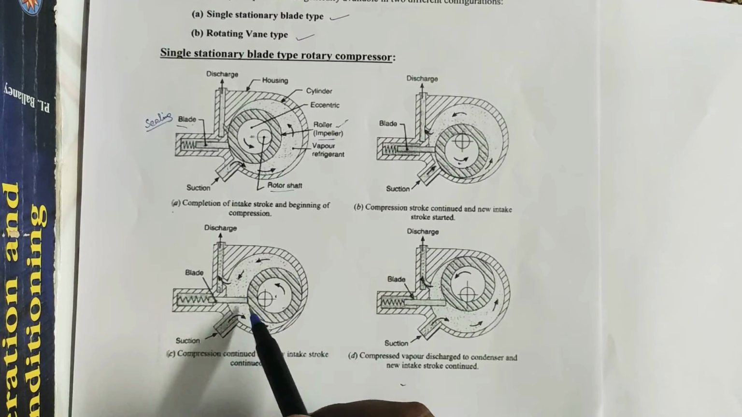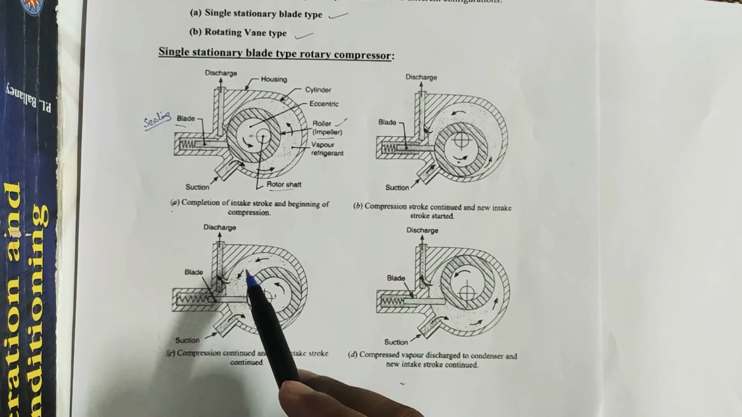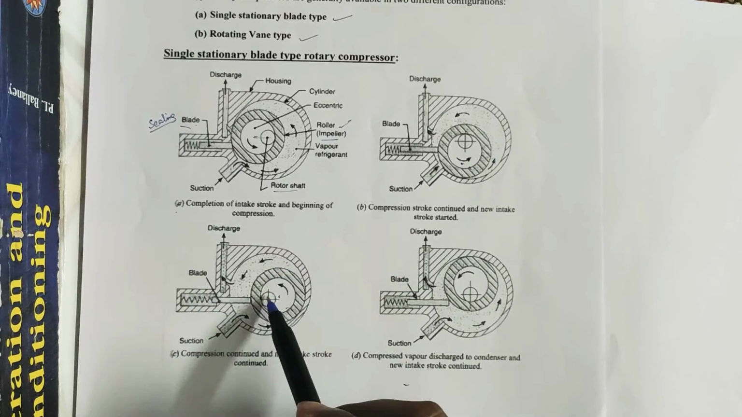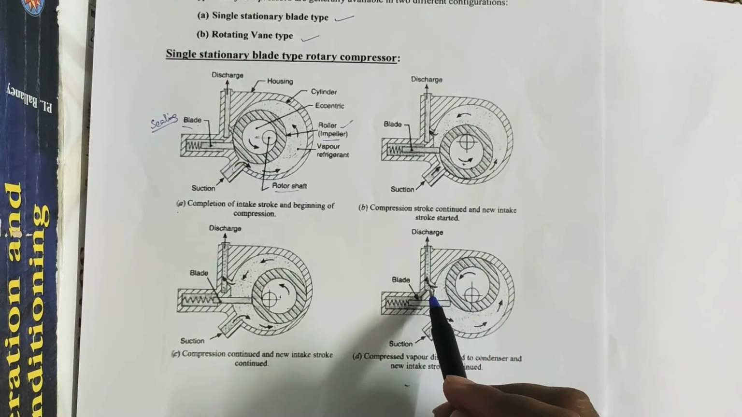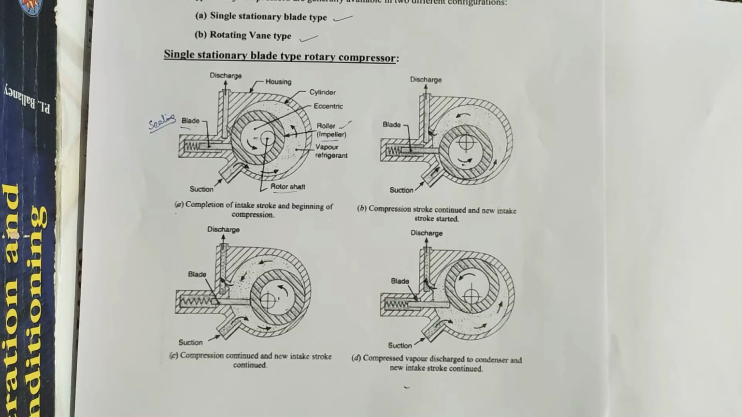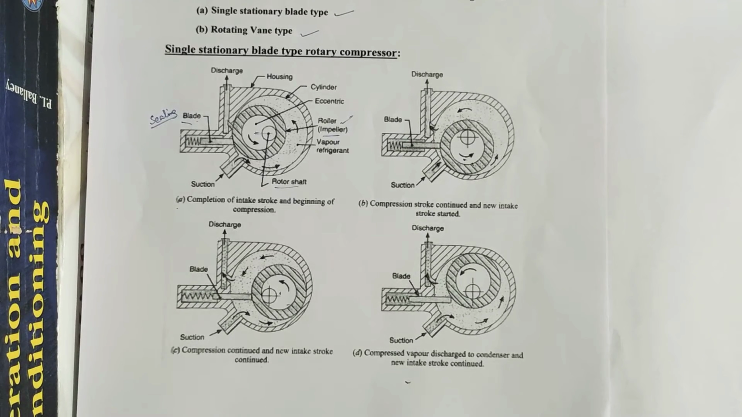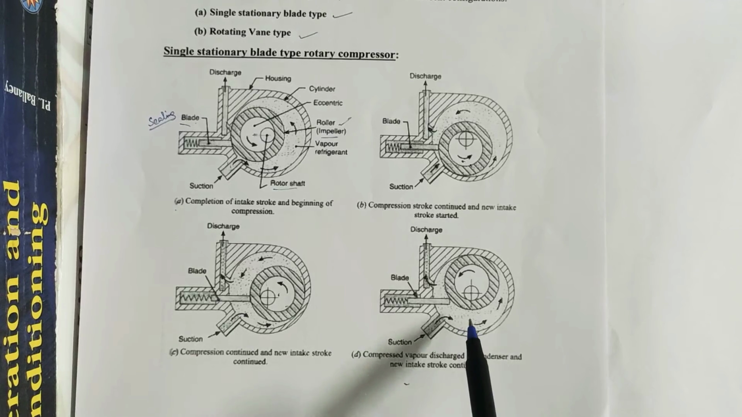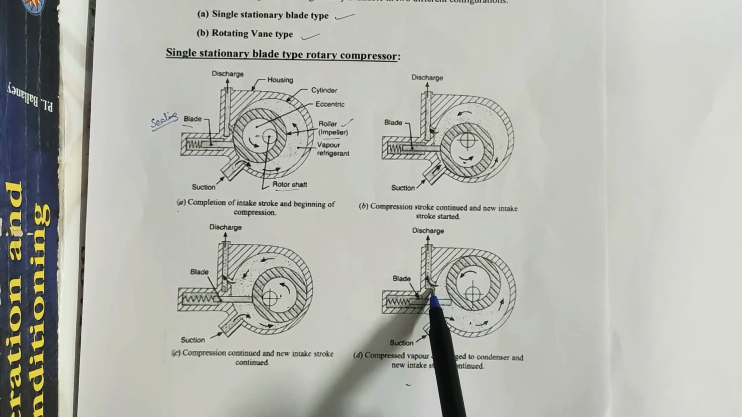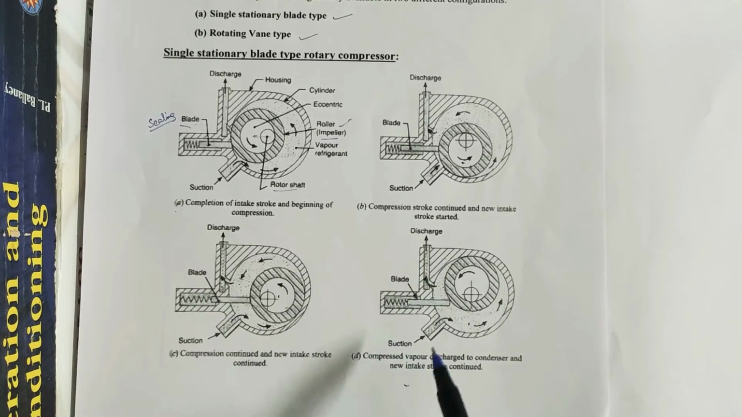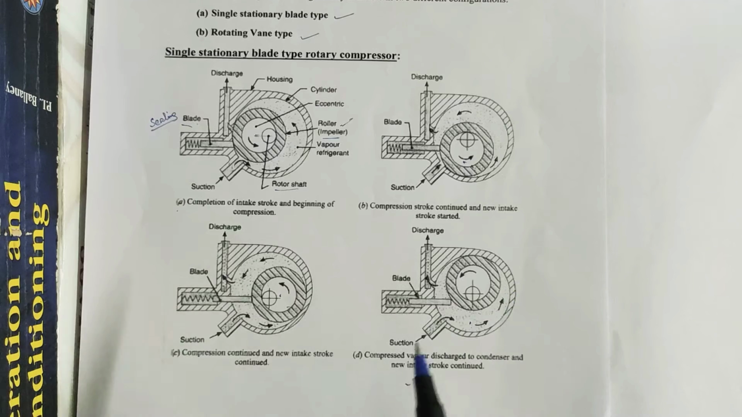The previously drawn refrigerant will be fully compressed and discharged through the open discharge port at the end of the compression stroke. At the end of the compression stroke, as represented in figure D, most of the compressed vapor is passed through the discharge port to the condenser, and at the same time a fresh charge of refrigerant will be drawn into the cylinder.